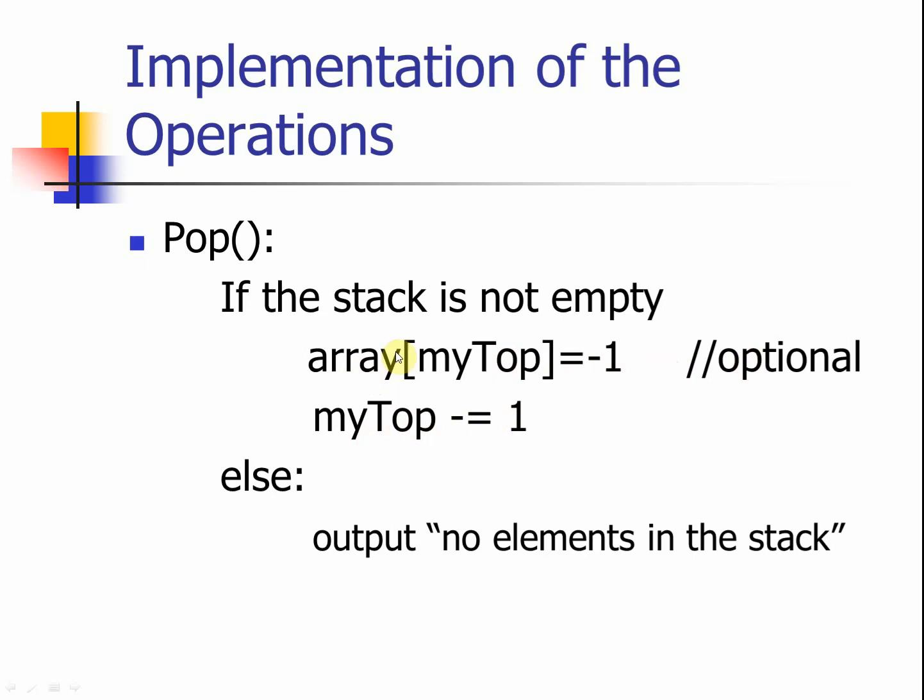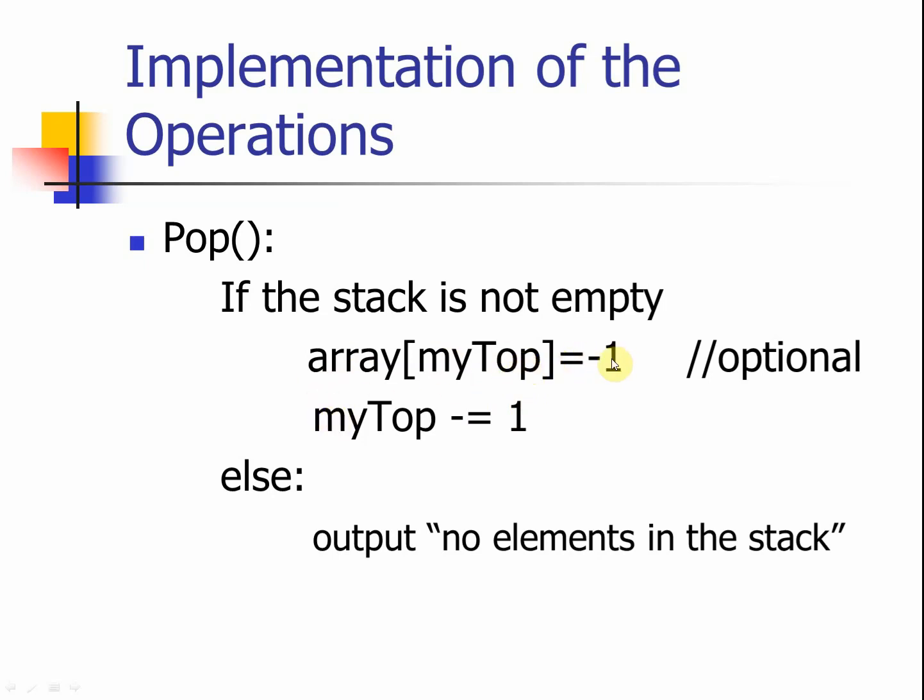This line of code is optional. It probably only makes you feel better. Before you reduce my top by 1, you want to say that the array at that space equals null. That line is optional, as I mentioned. If you have that line, it will change the space to -1 before top is reduced by 1. If you don't do that, that's totally fine as well.